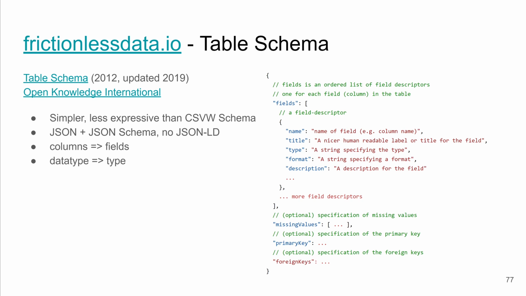They describe the CSV files using JSON, which is not JSON-LD. And the JSON allows you to do similar things as the standard CSV on the web. However, the JSON keys are named a bit differently, but still you can see the example on the right. Instead of columns, the array is called fields. There is also primary key and foreign keys and so on. So it is very similar, it's just different.